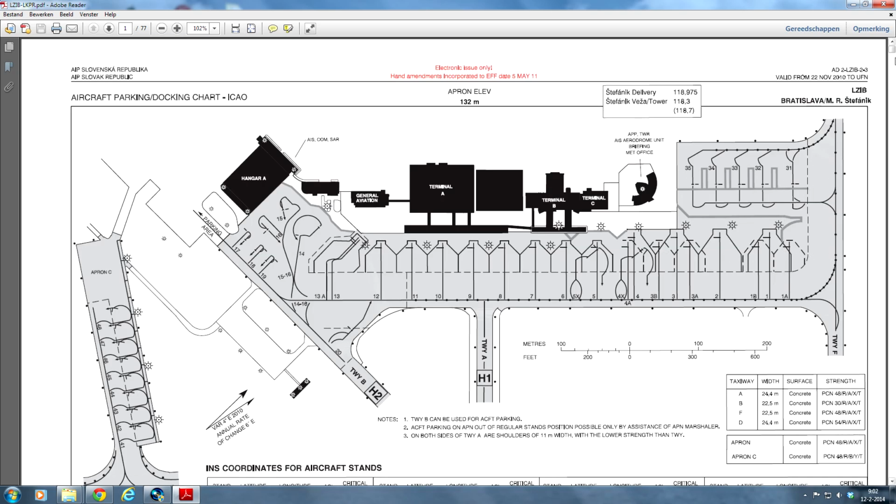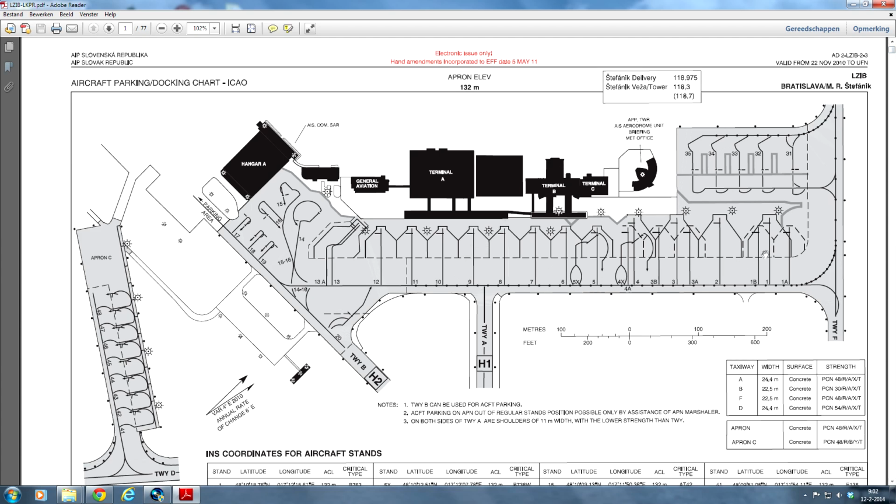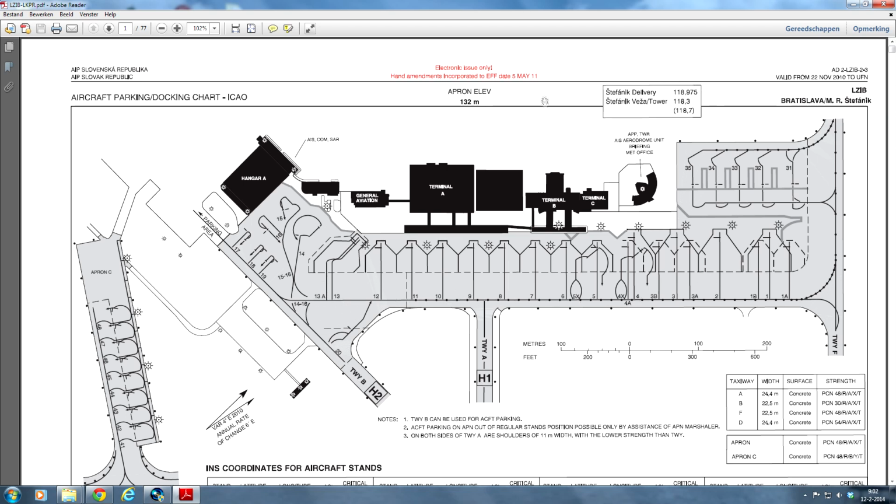So when you're planning to depart, you have to select one of these gates. And as you can see, it's just a few taxiways that are given here, and also the taxi stand numbers. There are some important things, the frequencies of course. Probably the first frequency you have to tune in for your clearance is 118.975, as you can see, and the apron elevation is 132 meters.